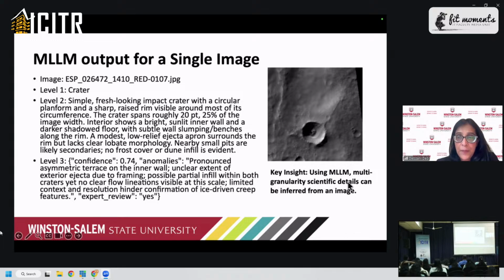And as you can see, using this, it is possible to achieve some multi-granularity scientific details based on just an image, without providing any context or anything else.